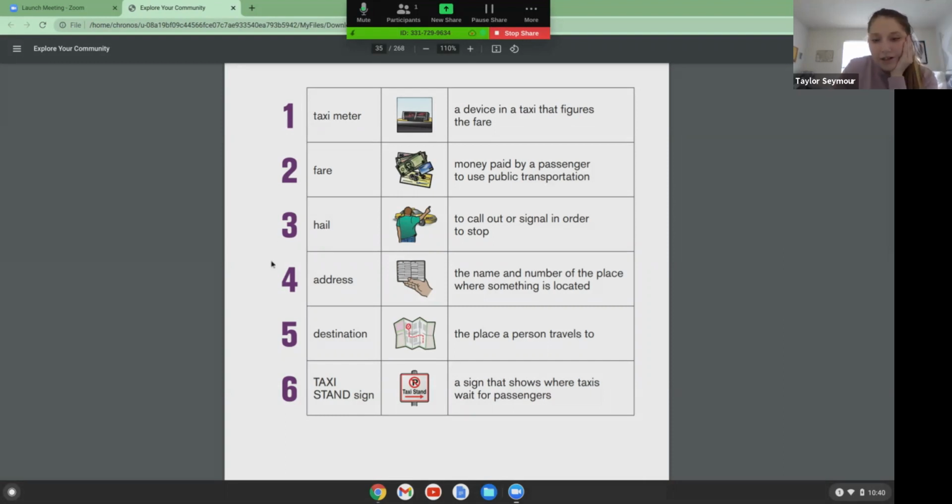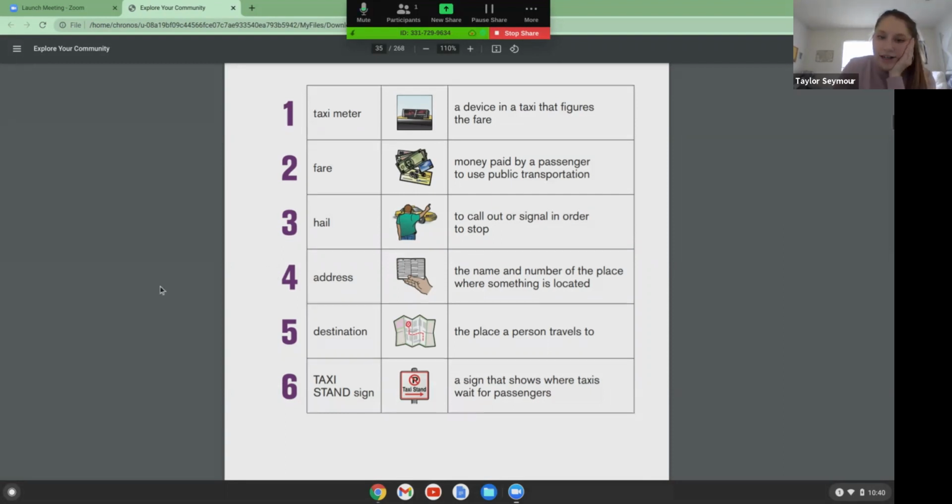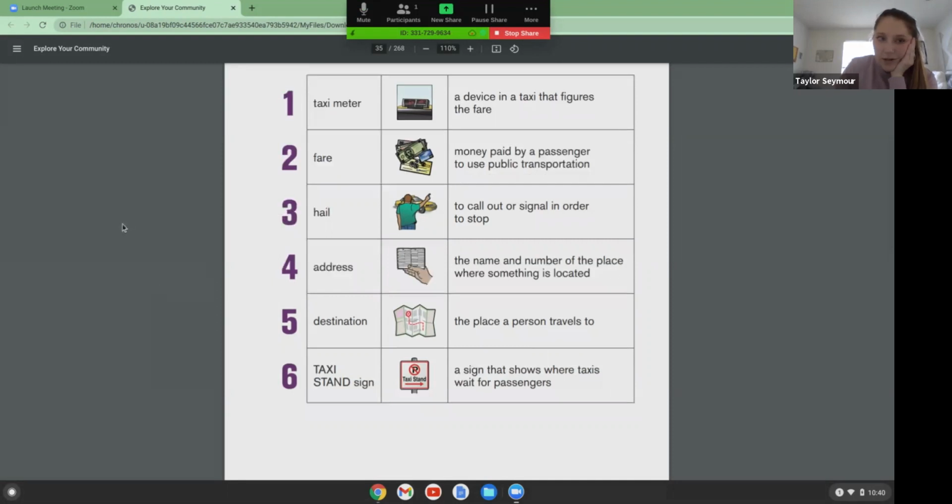Number four is address, and that's the name and number of a place where something's located. So you're going to give the address to the taxi driver so they know where to go. Okay, number five is destination, and that's the place a person travels to. So when you get in a taxi, you have a destination, you're going somewhere.